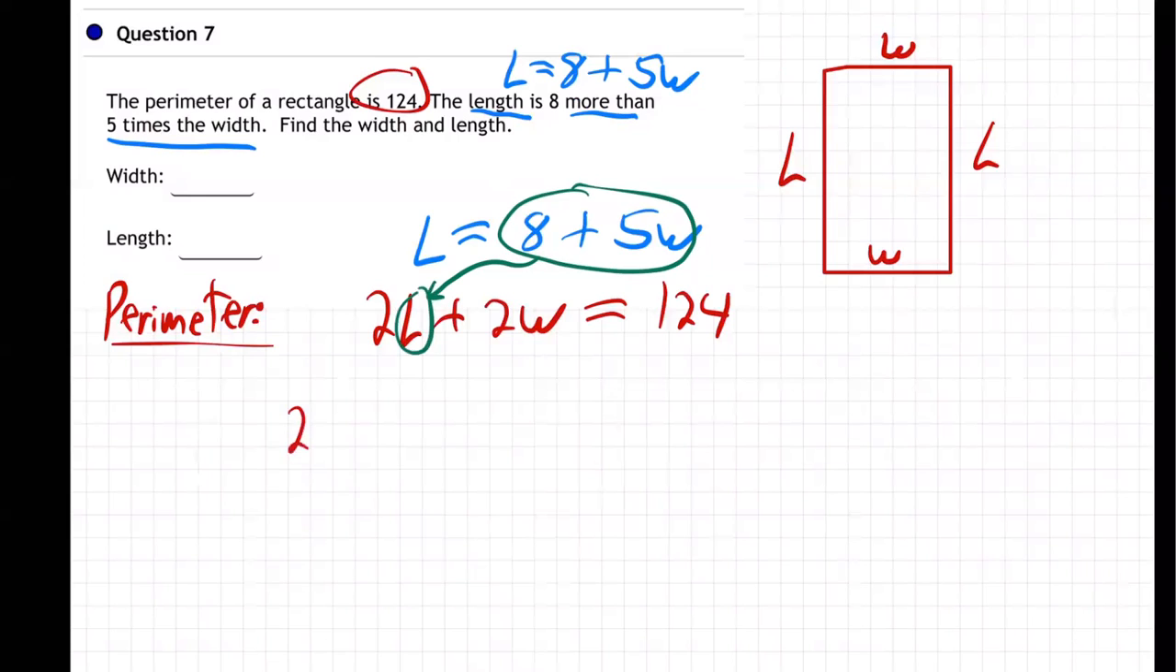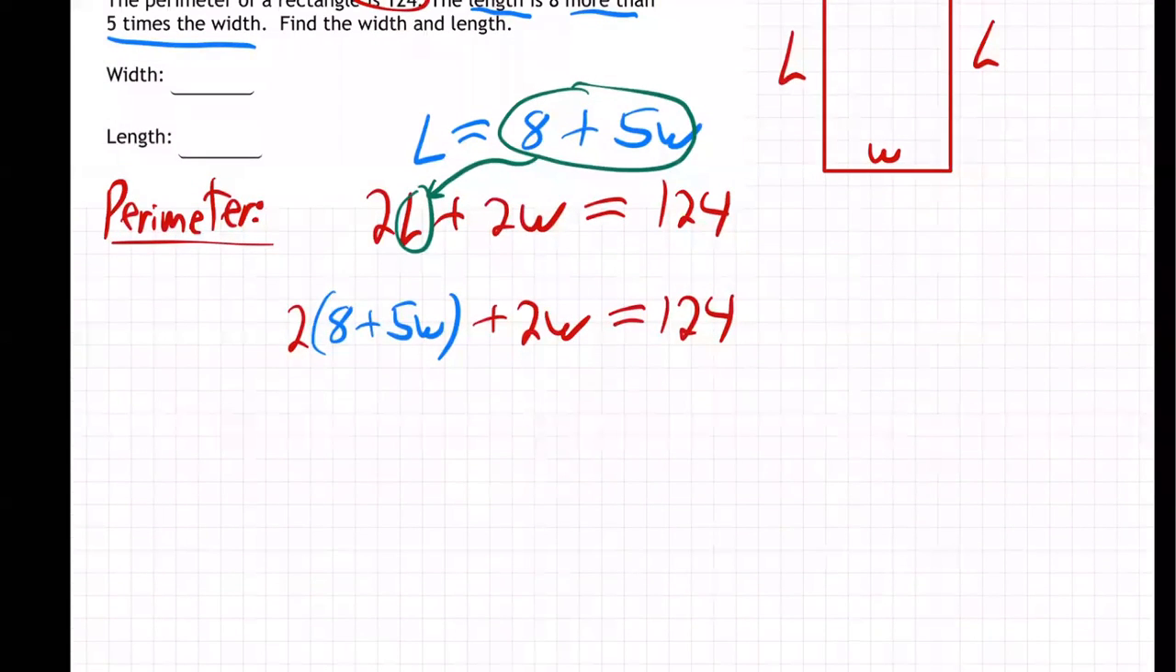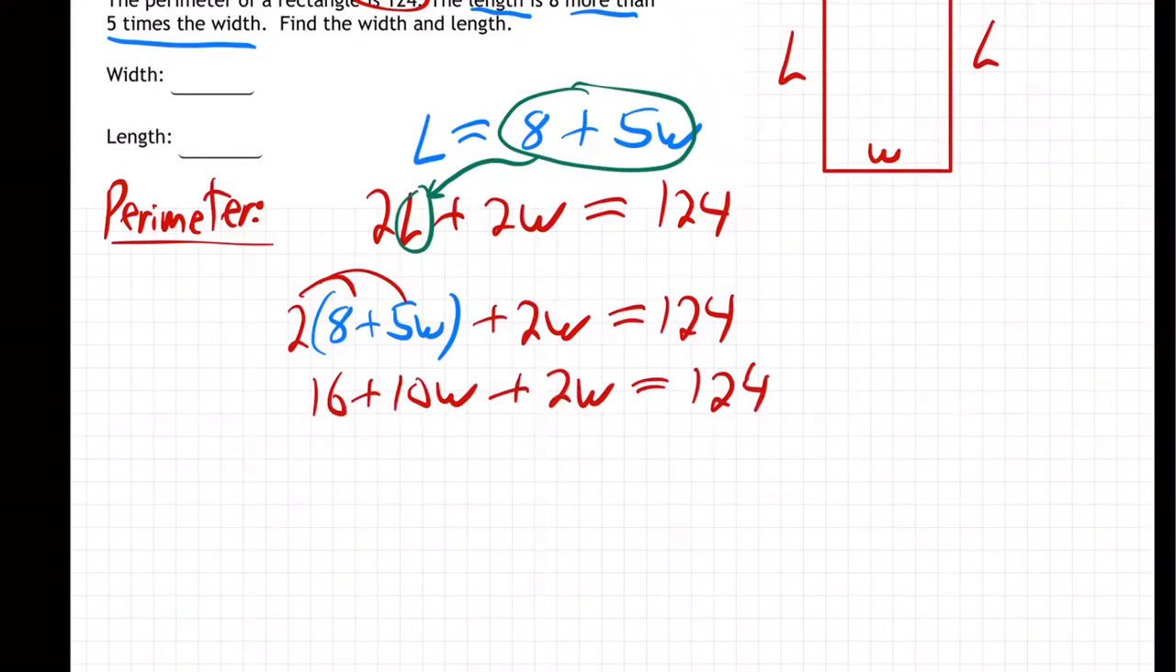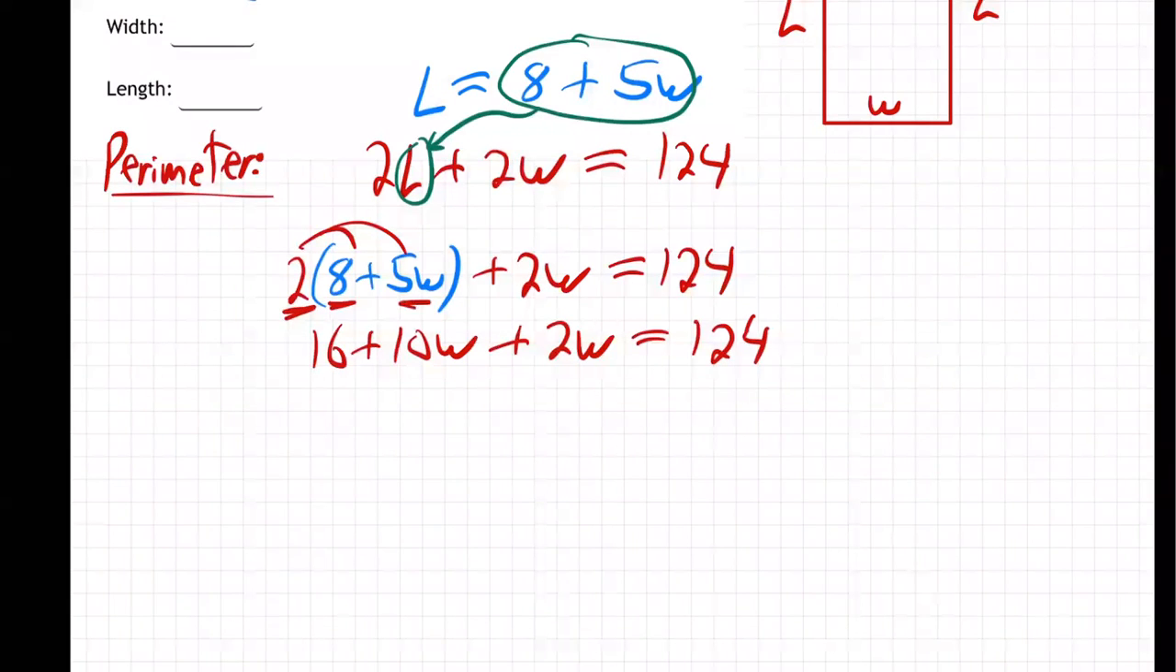So it's going to be 2 parentheses 8 plus 5W plus 2 width equals 124. So that L is replaced with 8 plus 5W. Okay, so now let's solve this thing. 2 times 8, 16, plus 10W, plus 2W is 124. So the 2 multiplies both those. And then 10W plus 2W is 12W.